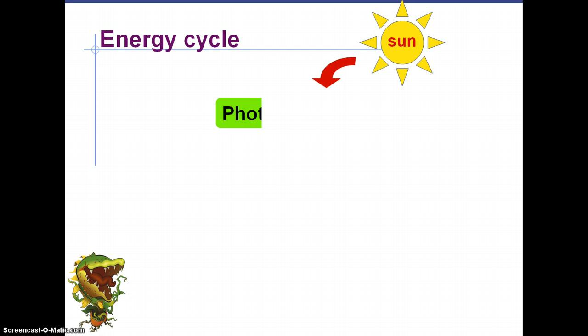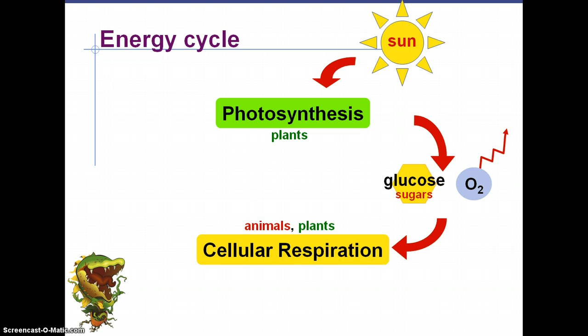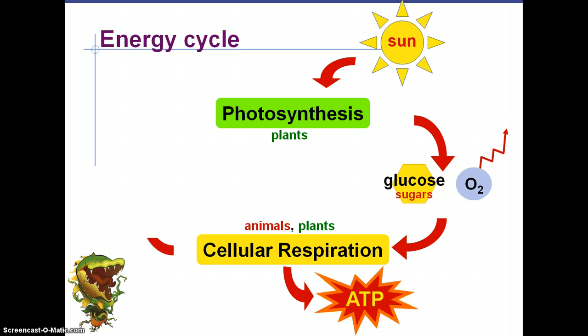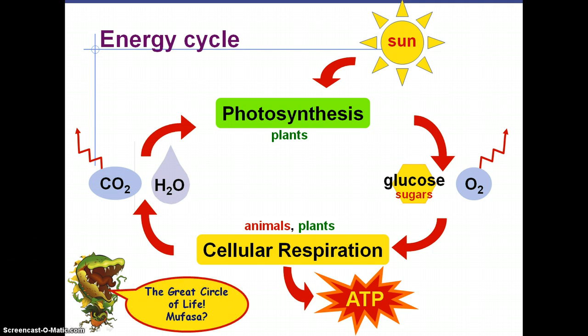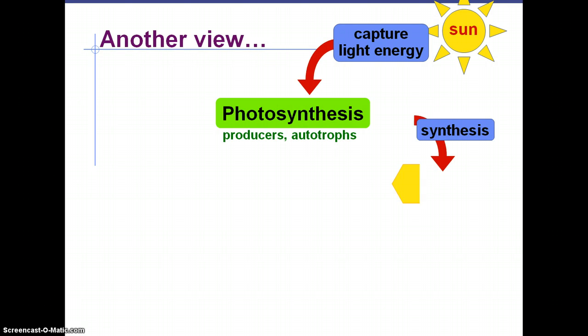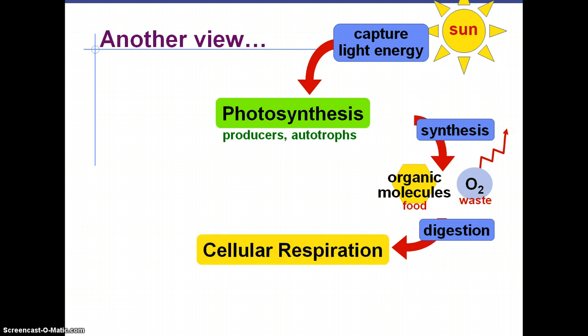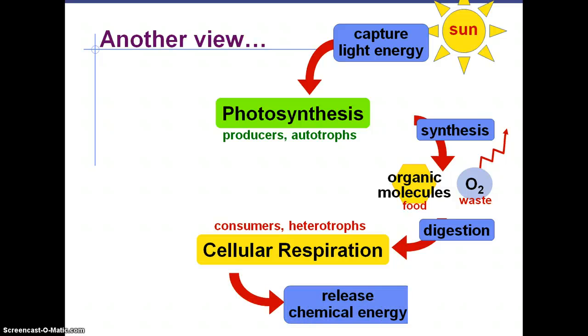Another way to look at it is that photosynthesis generates glucose and sugars. Cellular respiration, you get your ATP, and your water and carbon dioxide as waste products. And here's another way to look at it. Photosynthesis, you capture light, synthesize organic molecules, and oxygen is your waste, that gets digested in cellular respiration.